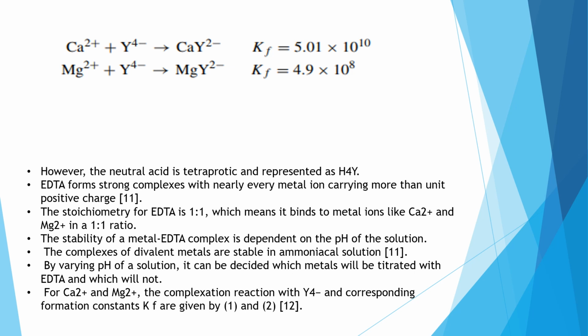By varying the pH of a solution, it can be decided which metals will be titrated with EDTA and which will not be. For Ca plus 2 and Mg plus 2, the complexation reactions with Y4 minus and the corresponding formation constants Kf are given in the above equations. Ca plus 2 and Mg plus 2 are mostly responsible for hardness. That's why we are mostly discussing Ca plus 2 and Mg plus 2.